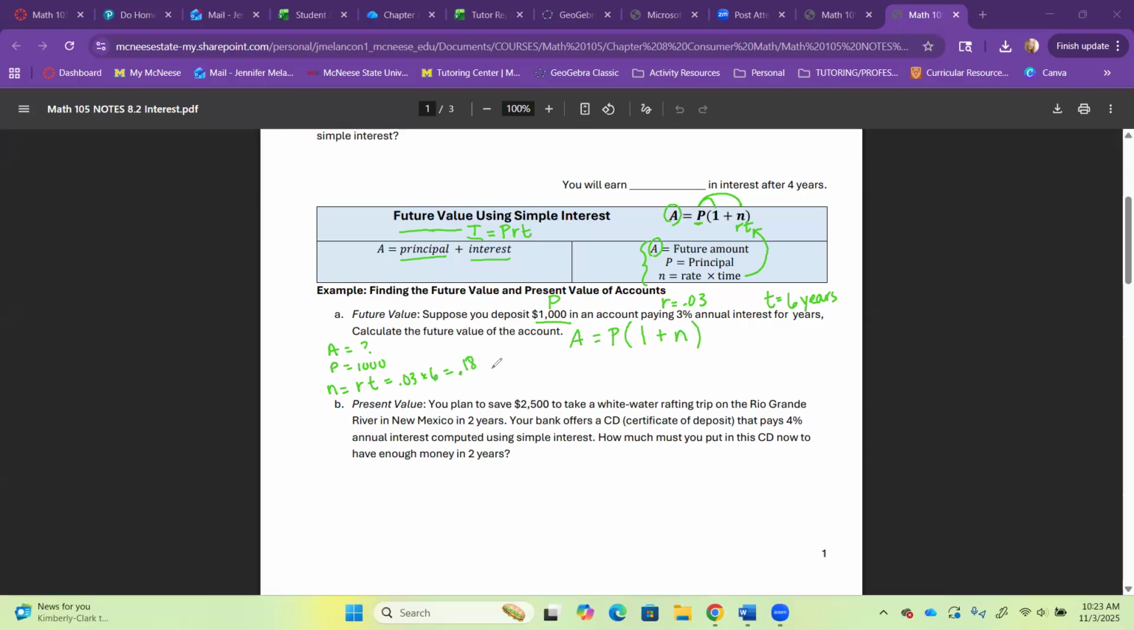And if the decimal ends, we can go ahead and put that decimal. If it doesn't end, we don't round. We would just put these values in. So A is what we're looking for. Principal is $1,000. And then I'm writing it exactly how I would be typing it into my calculator: 1 plus 0.18. So go ahead and use your calculator and see if you get to 1180. So that would be $1,180. That would be the future value of this account. Okay.